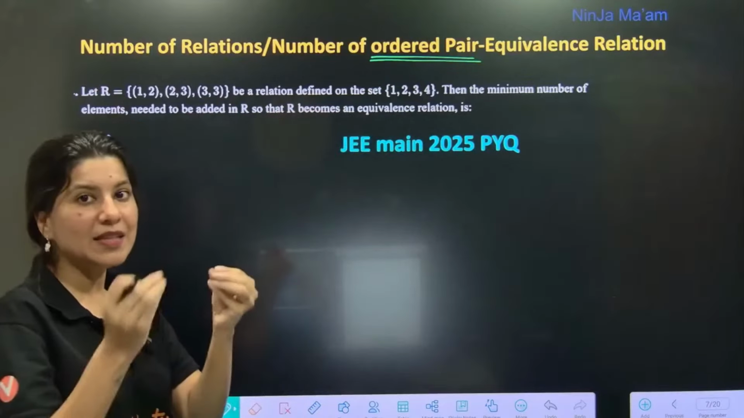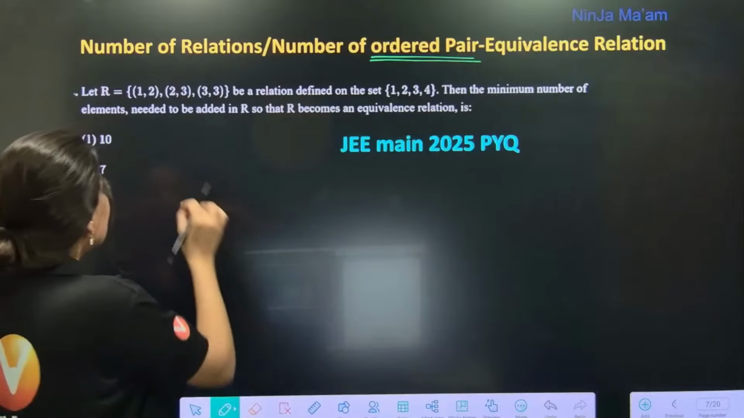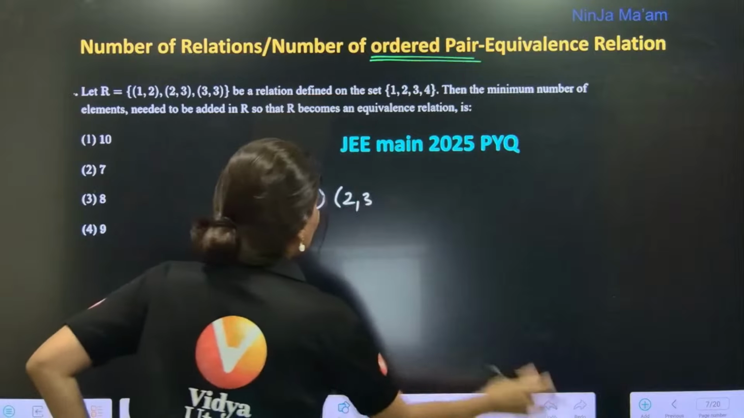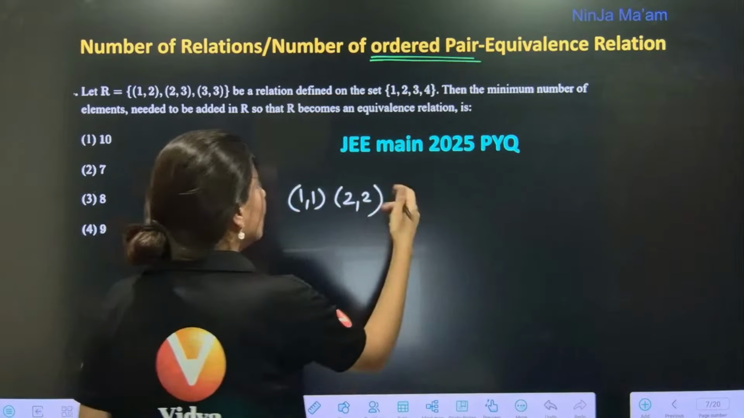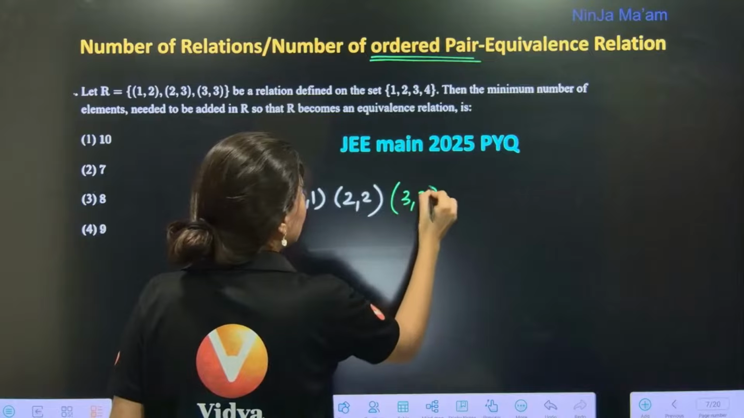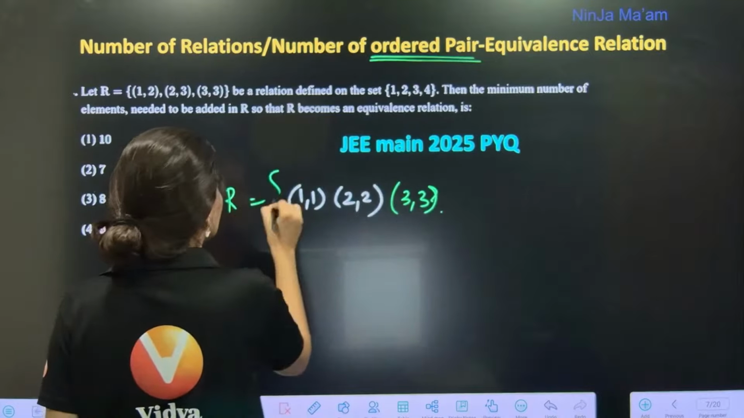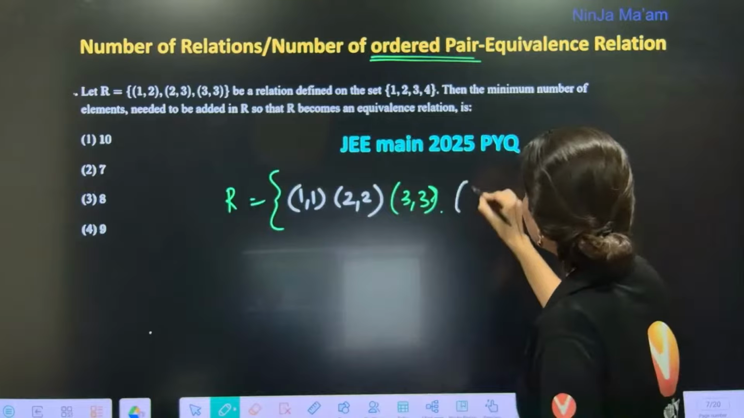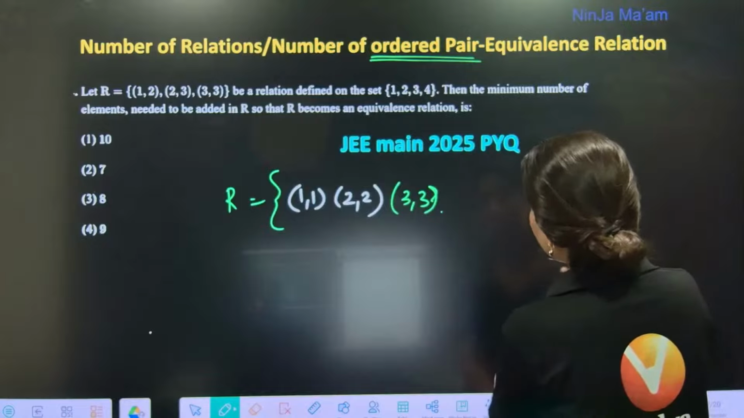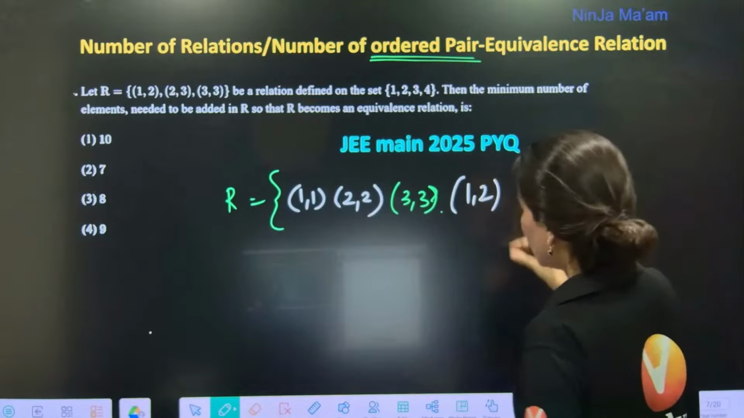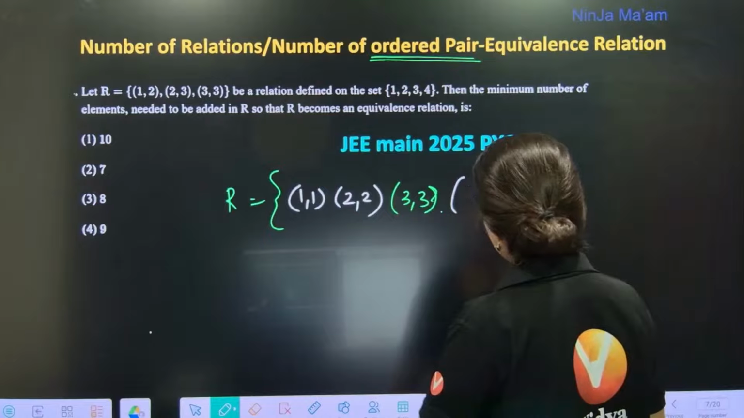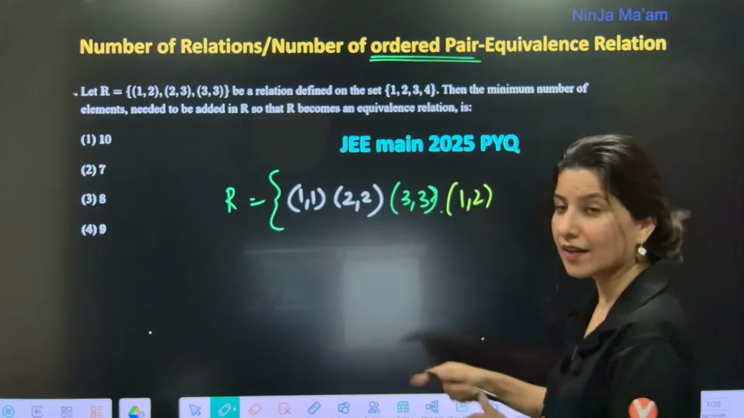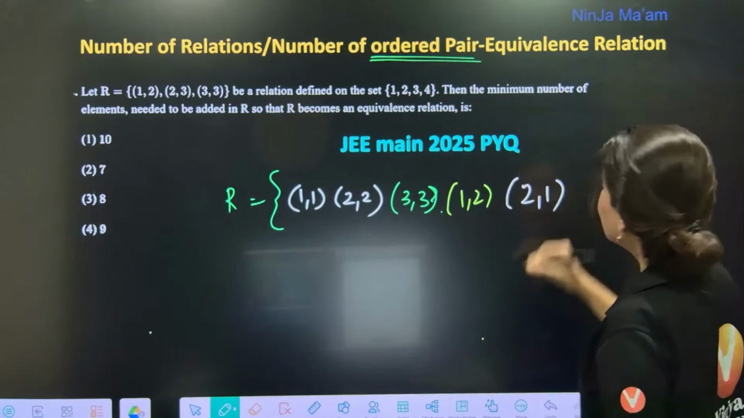First of all, equivalence means symmetric should be there. To make it reflexive, I need to add (1,1) and (2,2). Let me tell you that (3,3) was already there. I need to add (1,1) and (2,2). Now one more thing, because (1,2) is already there, already there with green, I need to add (2,1), right?